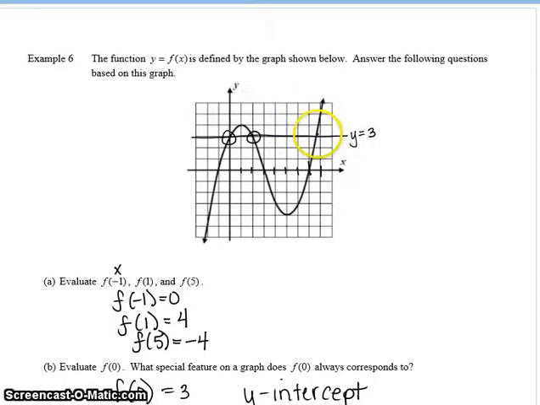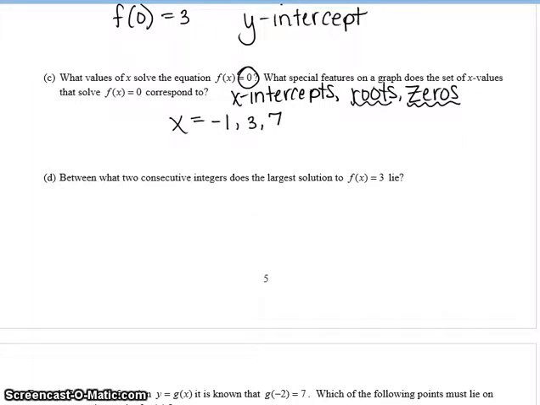And the largest value, so there's 3 numbers here. We have this first one, the second, and the third. And between what two values? So if you go down here on the x scale, it's between 7 and 8. So that's my answer here. So between 7 and 8.